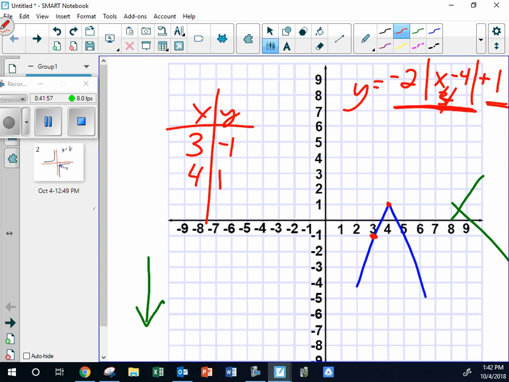I'm going to try one more point. I'm going to put in 5. If I put in a 5 here, I have 5 minus 4 is 1. 1 times negative 2 is negative 2. Negative 2 plus 1 makes negative 1. 5, negative 1. Look at that. My graph is working. You need 5 points. I've only done 3, but class is already over, so I'm going to stop this one.